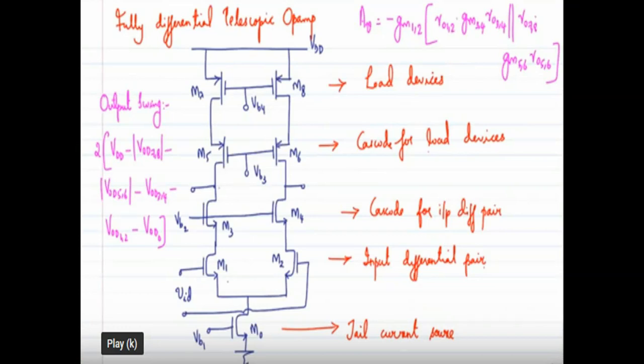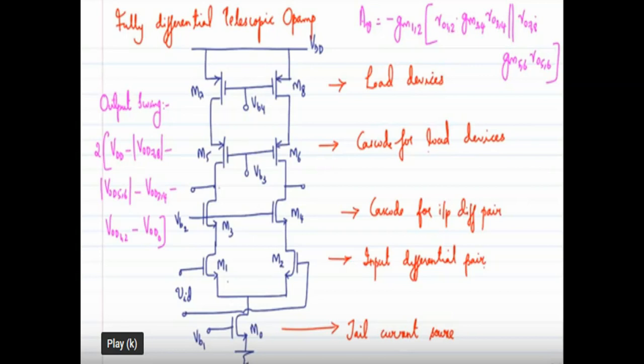Okay, so the gain of fully differential telescopic op-amp is given by gm into R out. So gm is the same as that of single-ended op-amp, that is minus gm1,2. R out is RO1,2 into gm34 RO34 parallel RO78 into gm56 RO56. Okay, so this is the gain of fully differential telescopic op-amp.